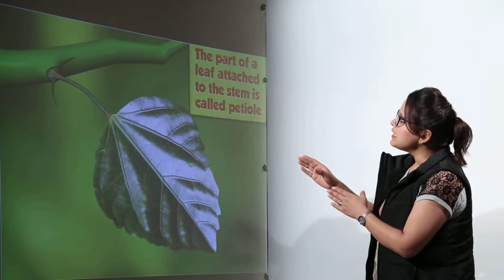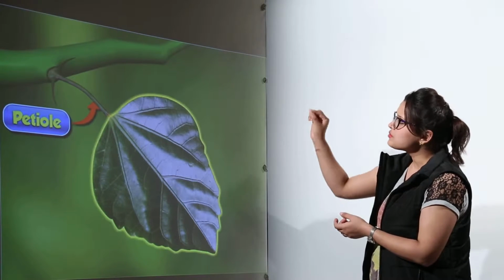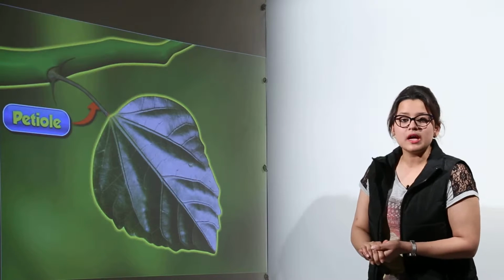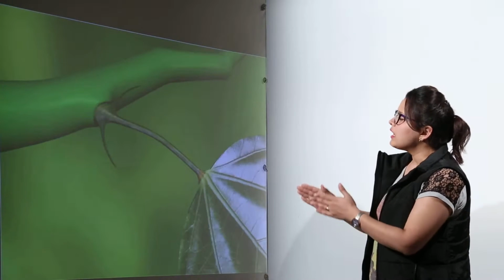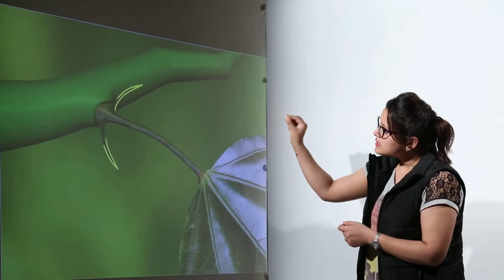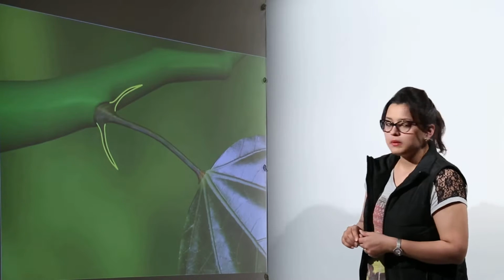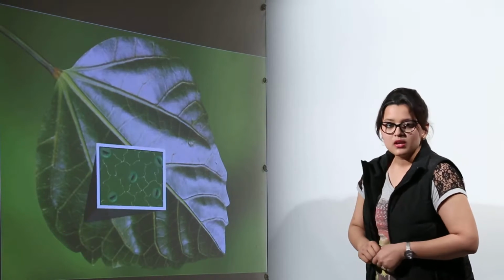The part of the leaf which attaches the leaf to the stem is known as the petiole. So you can see the petiole. Now you can see that the base of this petiole has some small parts of the plant. Those small parts are known as the stipules, right?